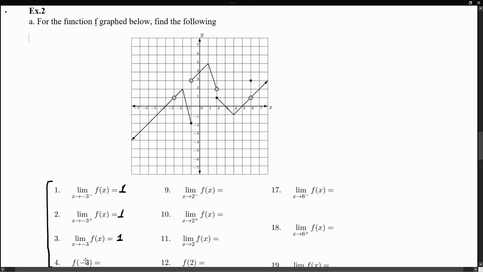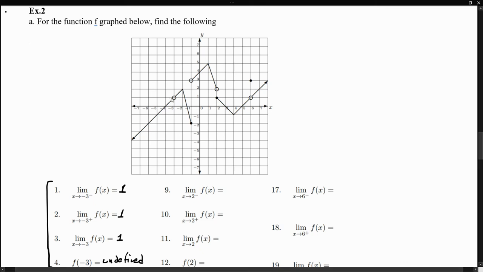But notice what's happening now. What's happening to f exactly at negative 3? Well, this is f, and at negative 3, we have a hole. So at negative 3, the function itself is undefined. So this is kind of like what we were looking at in example 2 previously, where we do have a limit, but if we just substitute it, we have an undefined value. So we've got to be careful with that.